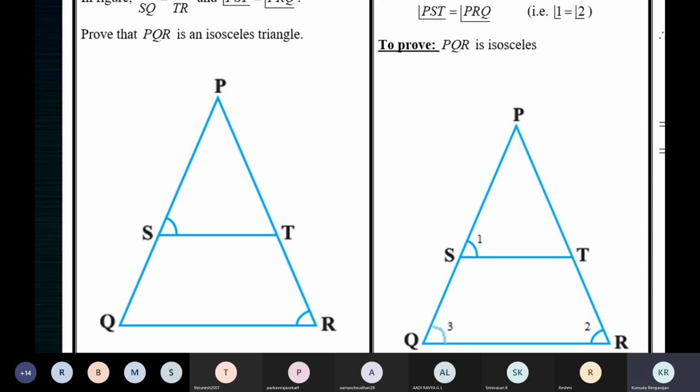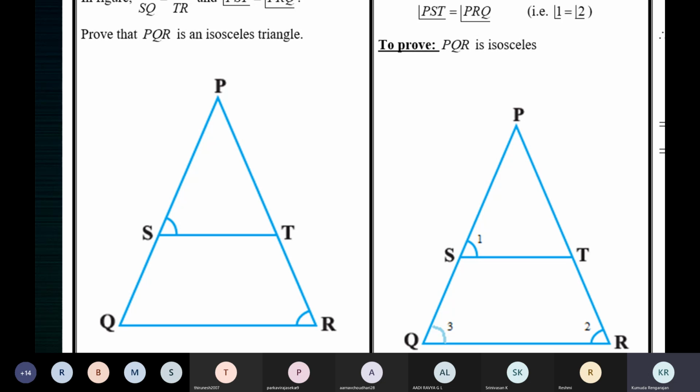Rarely, something given may not be used. But mostly, whatever information you have in the question is given for some purpose. So why is this proportion given? You may think it is unnecessary, but it is not. The proportion is given so that we can use the converse of BPT and get the result ST is parallel to QR.